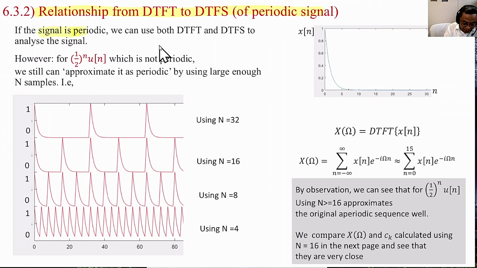Remember that if the signal is periodic, we can use both DTFT and DTFS. However, when the signal is not periodic, in this case like half to the power of n u[n], we can approximate it to be periodic if we use a large enough sample of n, because look at this. Maybe after about 10 samples, it's almost close to 0. So let's examine what is the DTFS of this sequence.